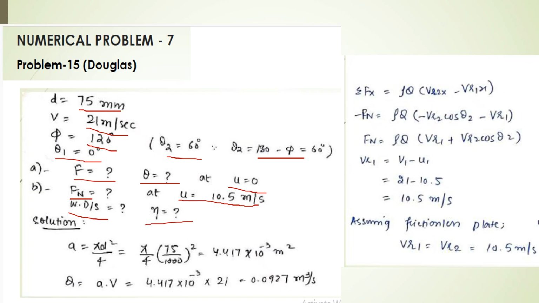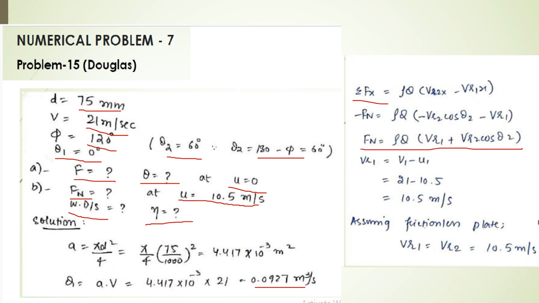You just need to find out the force and the discharge. Discharge is area into velocity. It comes out to be 0.0927 meter cube per second. And you need to find out the force of the jet, so it should be Fx at first. You do not need to write these, just directly use this equation.